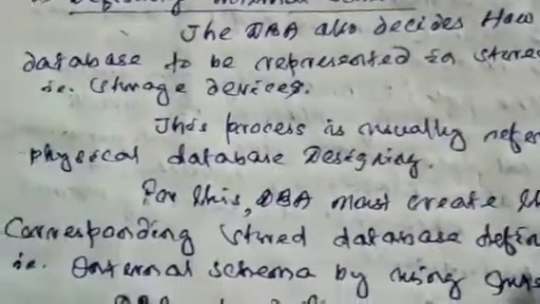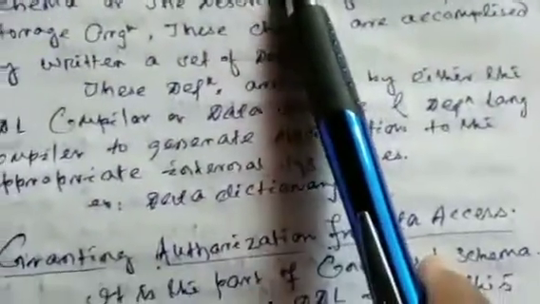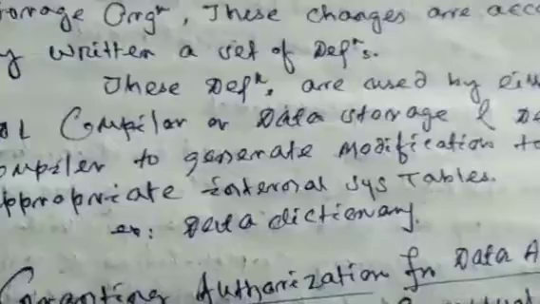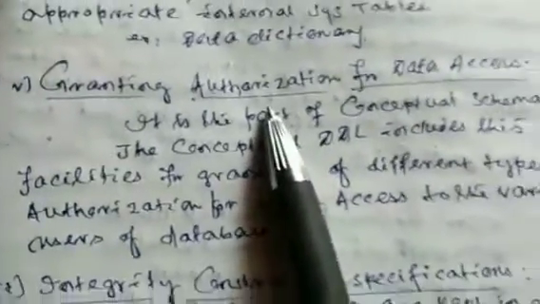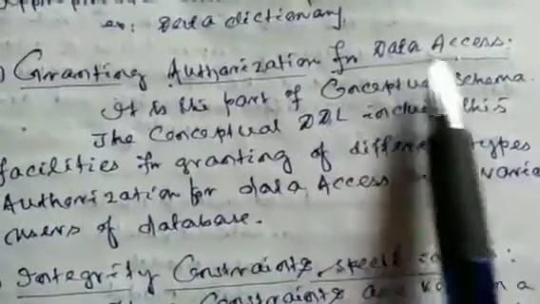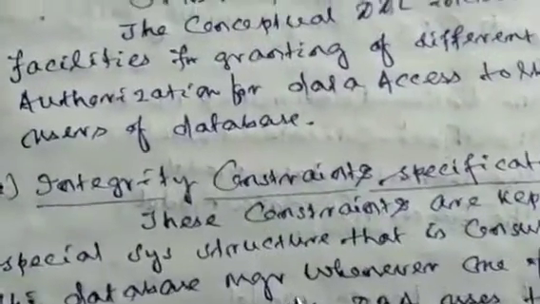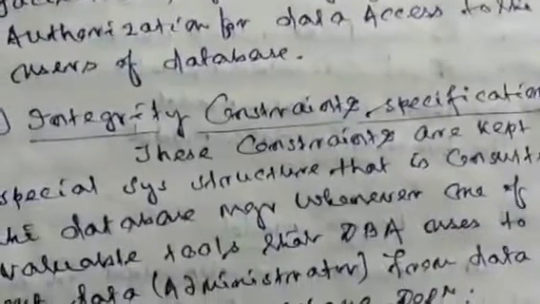Then defining the internal schema, all these things we have already dictated, and the storage structure and access method definition. Then schema and physical organization modification, the description of physical storage organization. Then authorization and authentication for data access, the granting of authorization for data access. Then integrity constraint specification and dumping or restoring schema definition. So these are all the points for these questions. You can write them on your own.